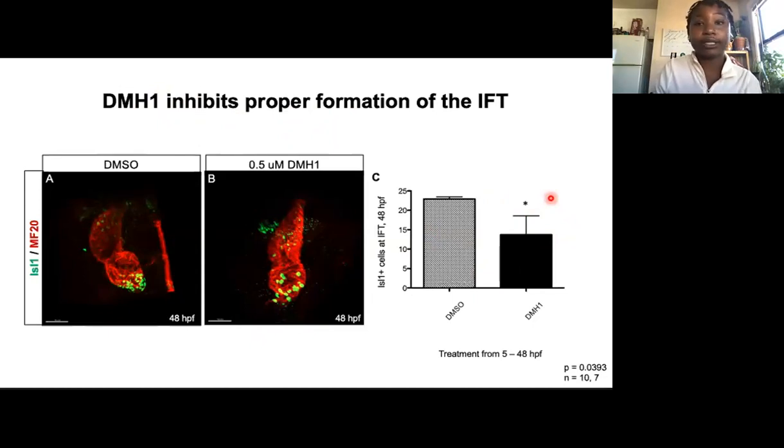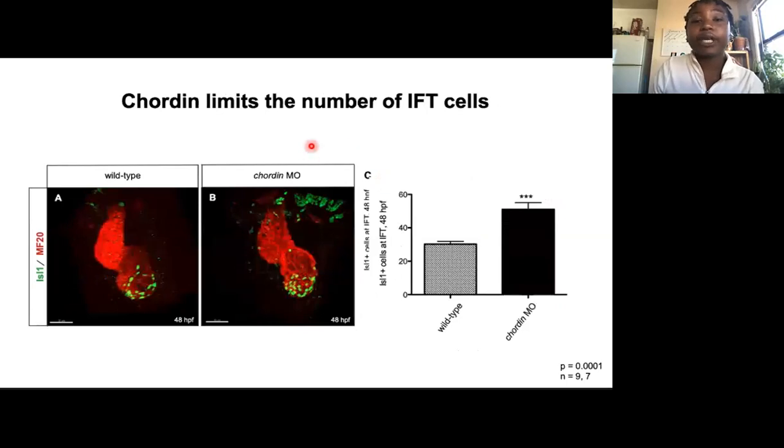Additionally, we have used a morpholino against chordin. Chordin is an antagonist of the BMP signaling pathway. Using this morpholino to reduce the efficiency of chordin function, we see a drastic increase in the number of Islet 1 positive cells. So this data demonstrates that BMP signaling may have a dose-dependent role in properly forming the inflow tract cells.